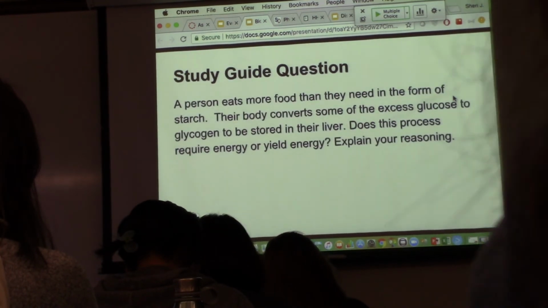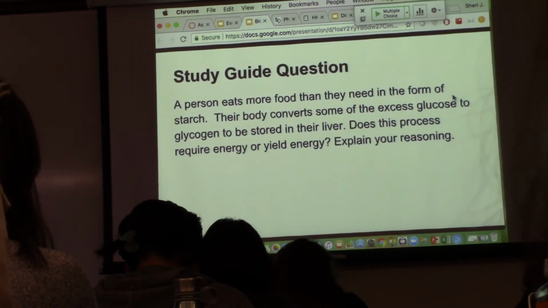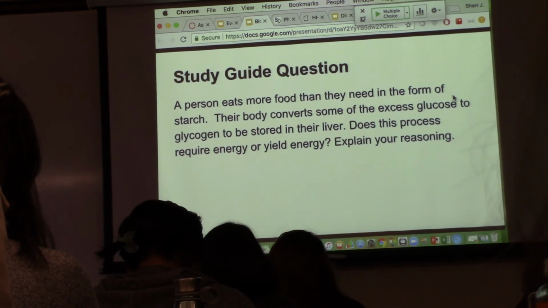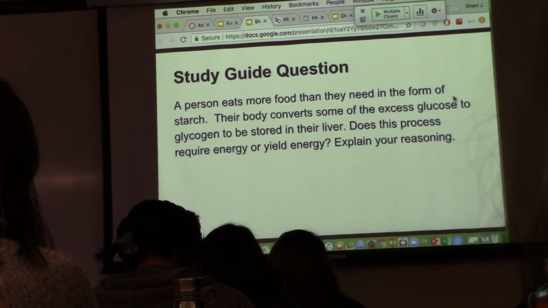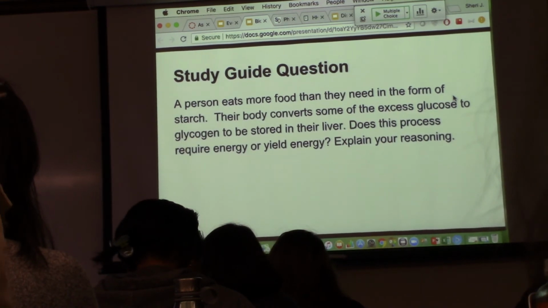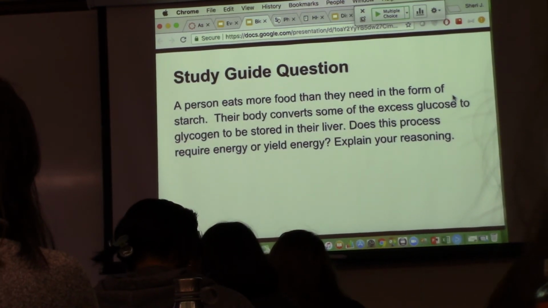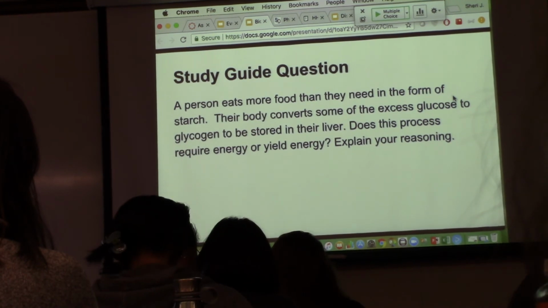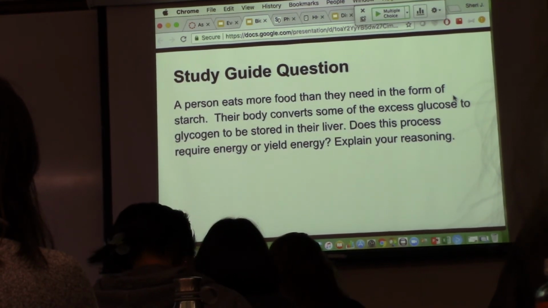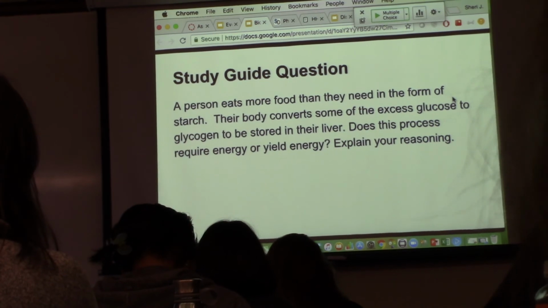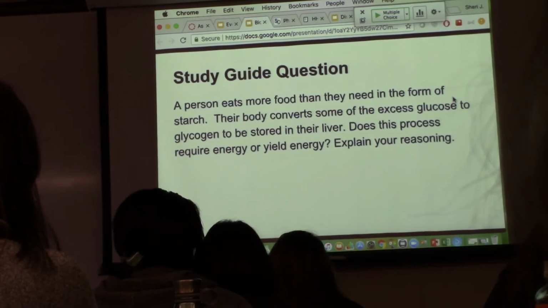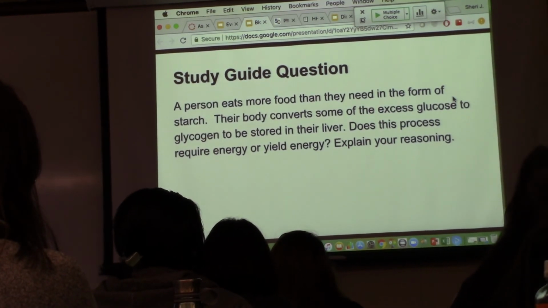All right, so here we go, just to put the ideas for practice here. A person eats more food than they need in the form of starch. The body converts some of the excess glucose to glycogen to be stored in the liver. Does this process require energy or yield energy? What do you think?